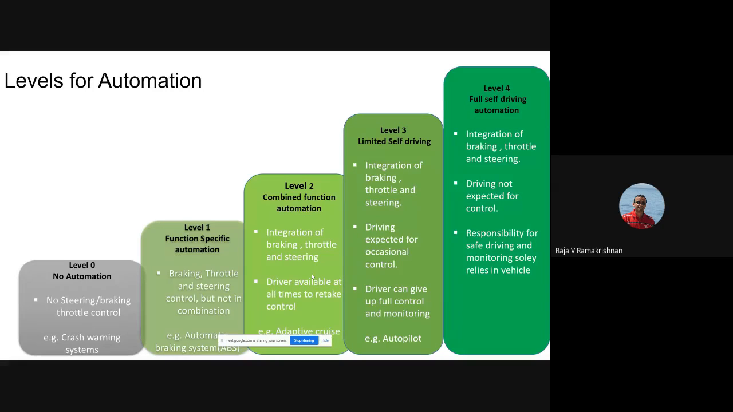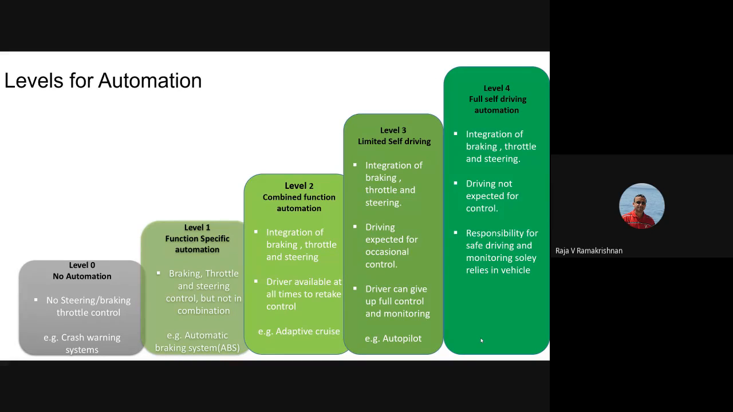Now, level 2 is what we call adaptive cruise or combined function automation. In the newer vehicles today, you can see something called adaptive cruise. Basically, adaptive cruise is where, when you drive behind another vehicle, it automatically adjusts the speed, reducing or increasing it to what you set. Cruise control is the first one, but adaptive cruise can do the braking also. So now the throttle is working with the braking, so there is a combined function automation. These vehicles are already in production, in most of the newer vehicles now. That is what we call level 2.